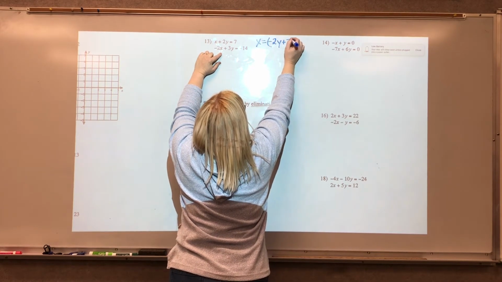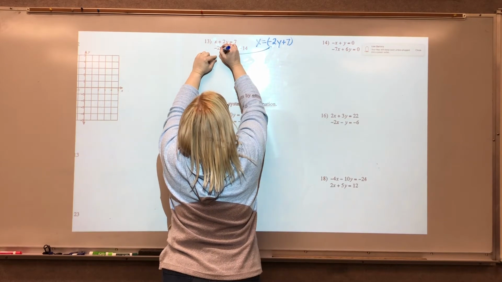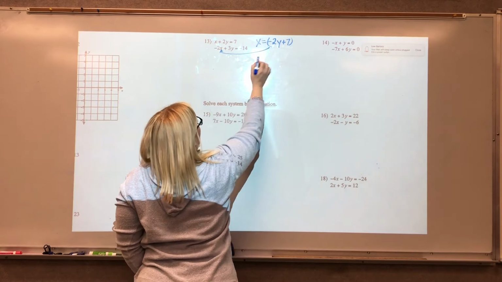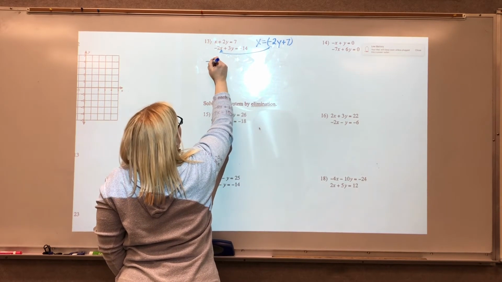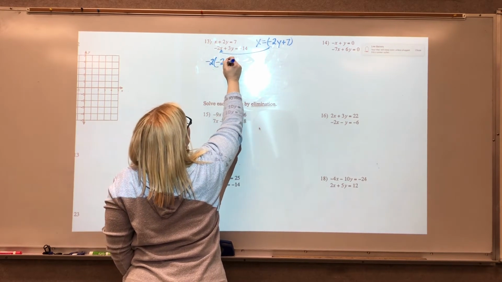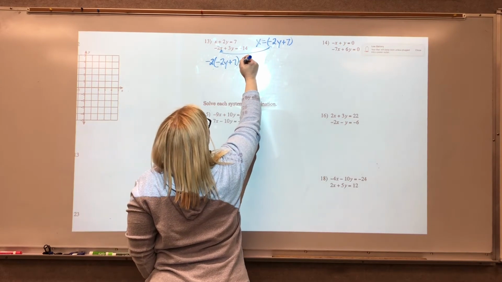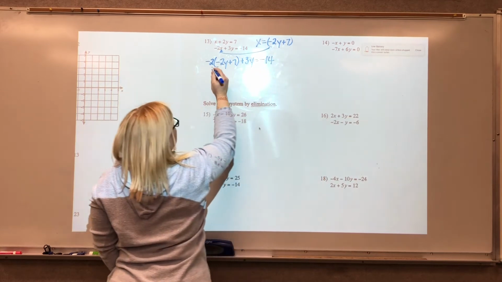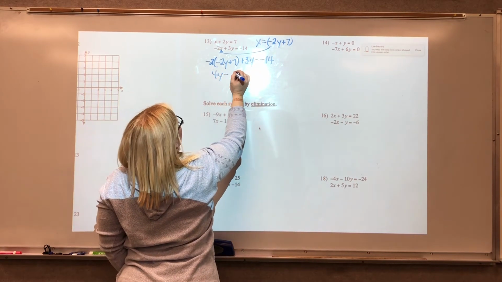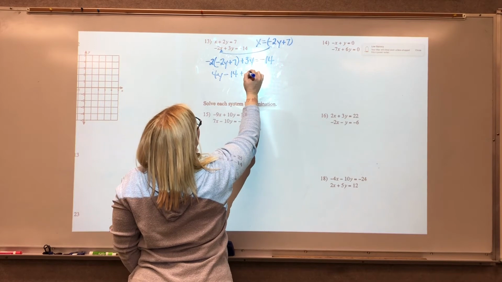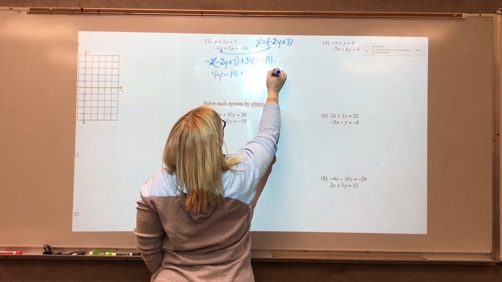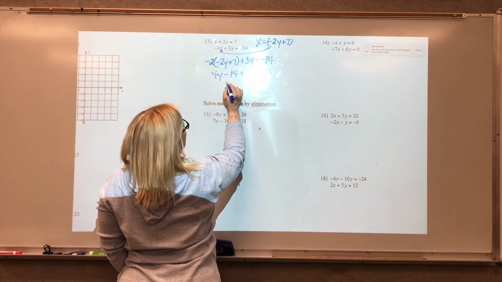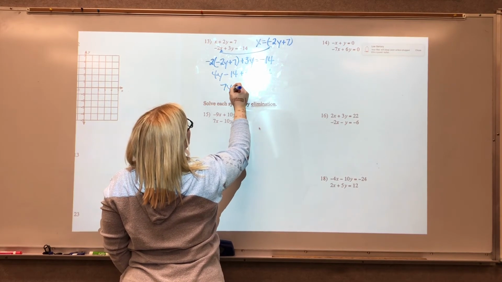And now I'm going to take this and plug it in right there, because this is x, so I'm plugging it in for x. So I have negative 2 times negative 2y plus 7 plus 3y equals negative 14. So this is 4y minus 14 plus 3y equals minus 14. If I add 14 to both sides, I get 0. So I have 7y equals 0.